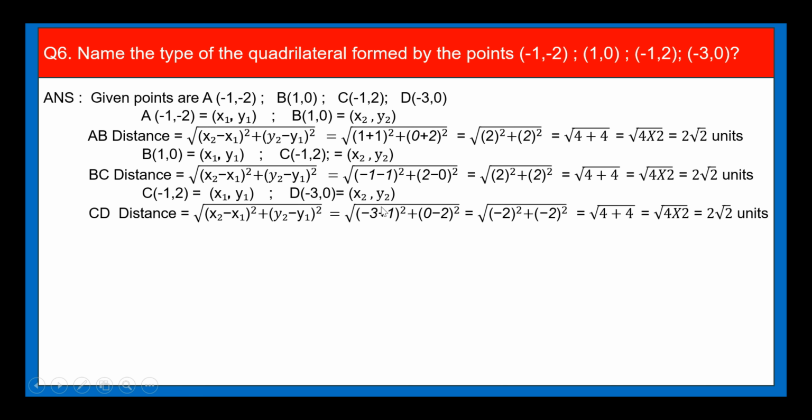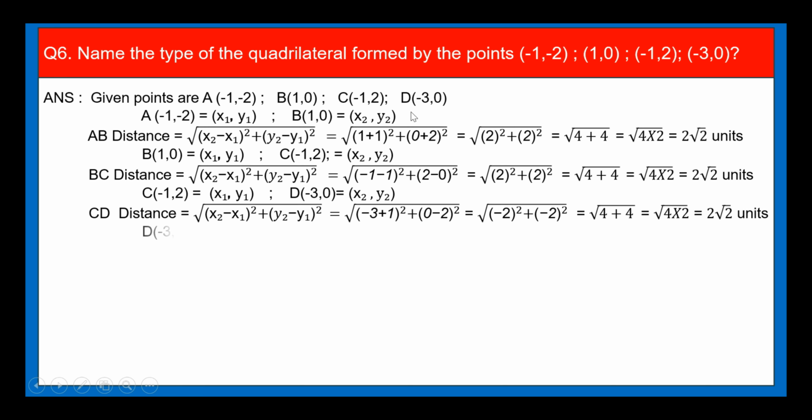Similarly, y2 minus y1, y2 is 0 and y1 is 2, therefore this is (0 minus 2) whole square. -3 plus 1 is -2 squared, 0 minus 2 is again -2 squared. (-2) whole square is 4, (-2) whole square is again 4, 4 plus 4 is 8, and 8 is 4 into 2, square root of 4 is 2, so root 2 units. That is the third side. Now let us find the fourth side.